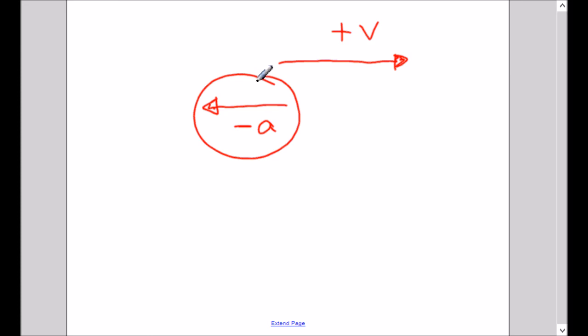Oftentimes people want to know, how could something be moving in one direction, maybe with a positive velocity, yet accelerating in the opposite direction, which in this case would be a negative acceleration? Well, this negative acceleration occurs because there's actually a force that causes that acceleration.